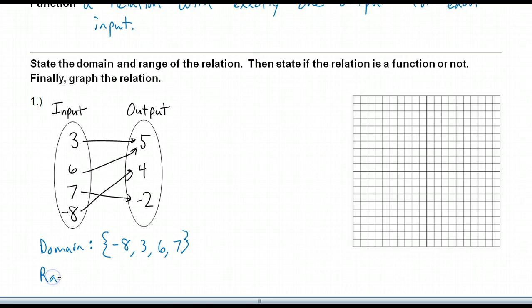Our range is also a set of numbers, so I'm going to use set notation. I'm going to start with my smallest number, -2, followed by 4, followed by 5. If you notice, I should have 5 twice in my range, but I only need to list it once in the set.